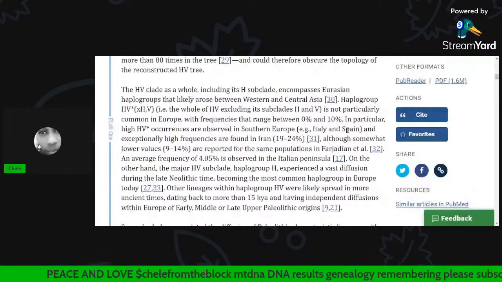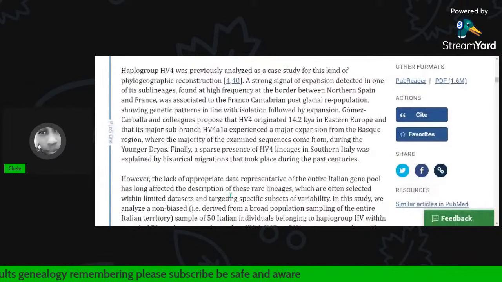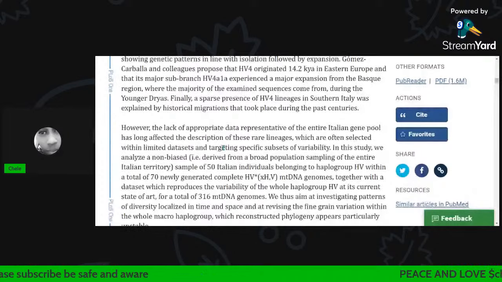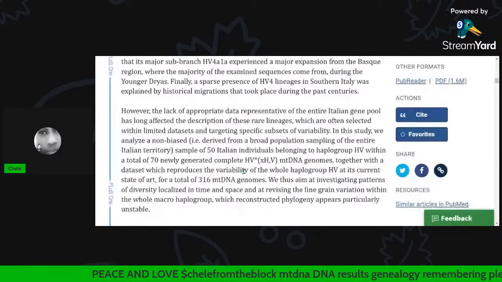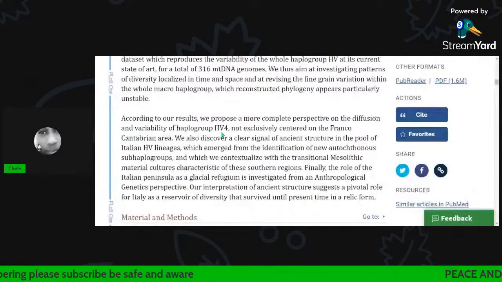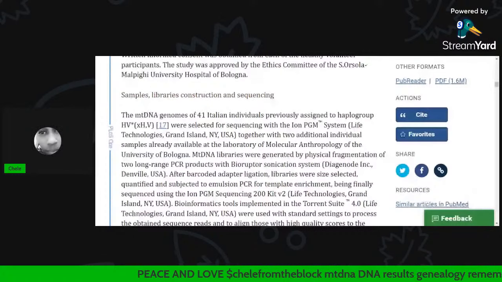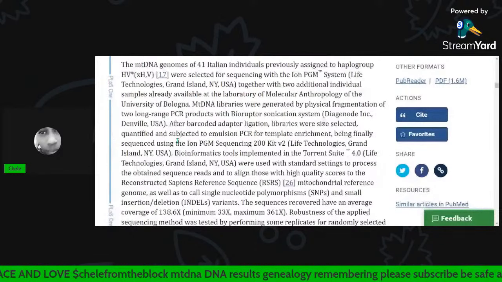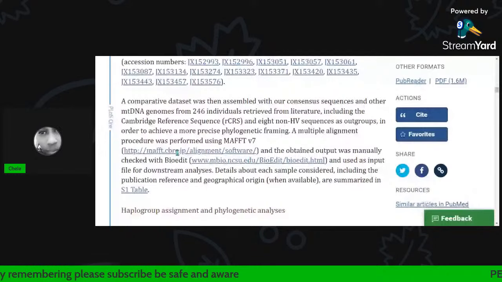Balkan, Caucasus, southern Italy. I don't have HV4. See, they don't have the data of the Italian gene pool. So we propose a more complete perspective on the diffusion and variability of HV4. I don't have HV4. Italian, that's Spain. It's part of the Moors. I can tell because it looks like H is European. And this is why it's hard for me when I say European to think white now.